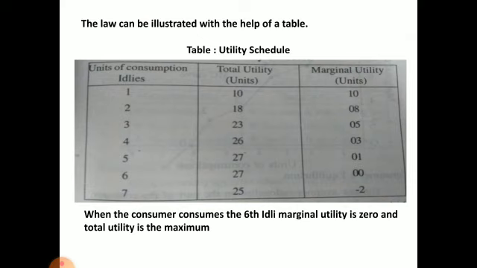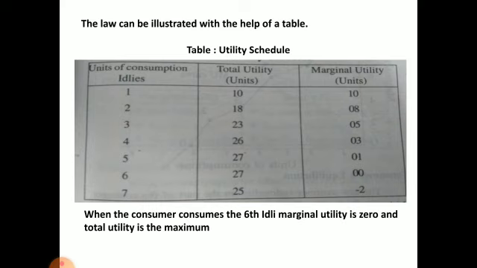Now, we can illustrate the law with the help of a table. If you just look at the table, you will understand the law of diminishing marginal utility. Now, here is the utility schedule. The first column shows the units of consumption, and here we have taken the commodity as idlis. And the second one shows the total utility. And the third one shows marginal utility.